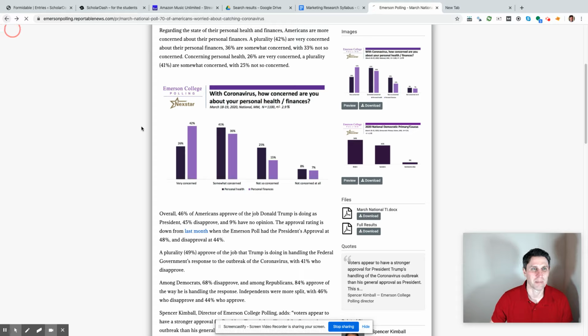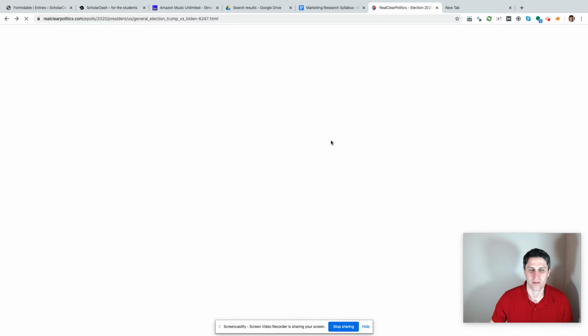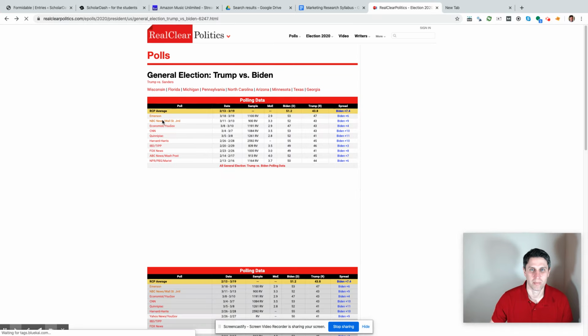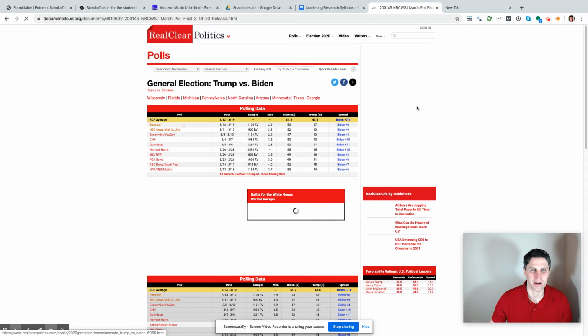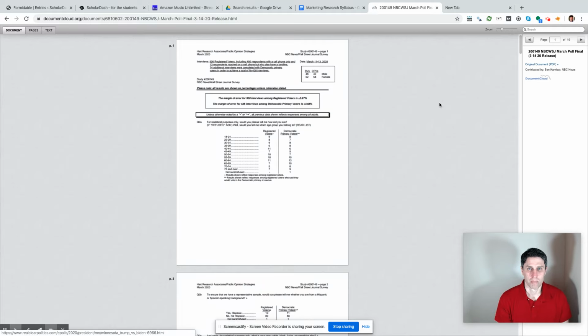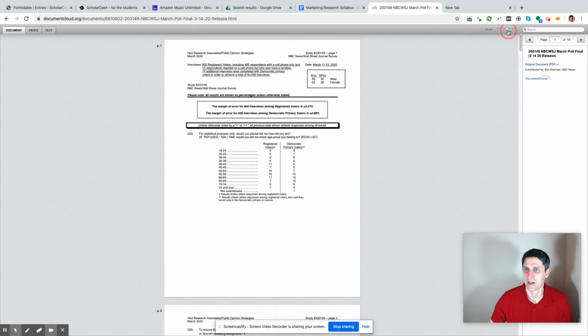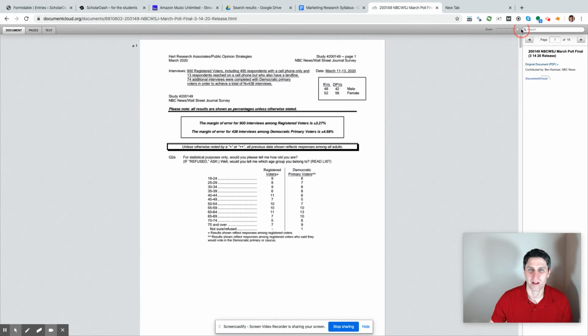I'm going to look at another one that's more detailed, that has a lot of the questions, the instrument, all the details about how they did it. And that's going to be the NBC News Wall Street Journal poll. I'm going to zoom in a little bit. Again, this is super, super detailed. We're not going to have time to go through all this, but I love this because they've included the whole instrument.